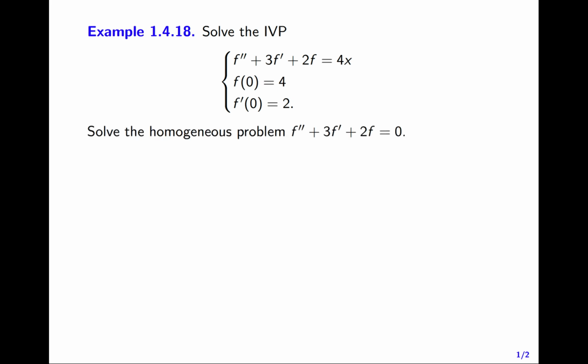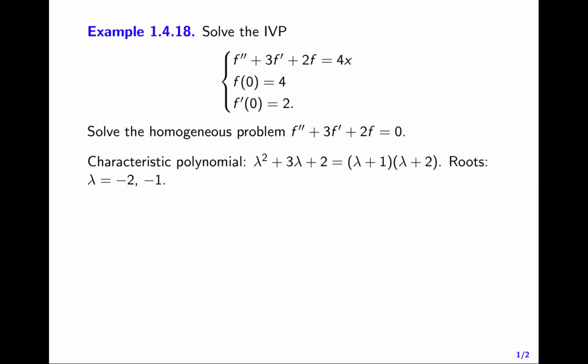The first thing we'll do is solve the homogeneous problem f double prime plus 3f prime plus 2f equals 0. The characteristic polynomial is lambda squared plus 3 lambda plus 2, and it factors as lambda plus 1 times lambda plus 2. Then we get our roots as lambda equals minus 2 and minus 1. So a fundamental solution set for this homogeneous problem is j1 of x equals e to the minus x, and j2 of x equals e to the minus 2x.